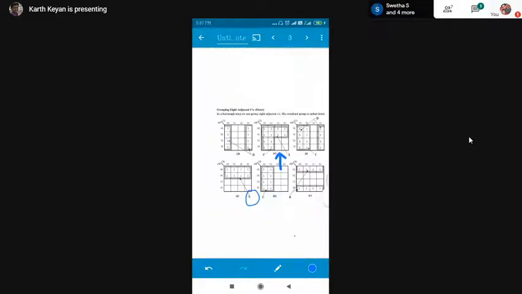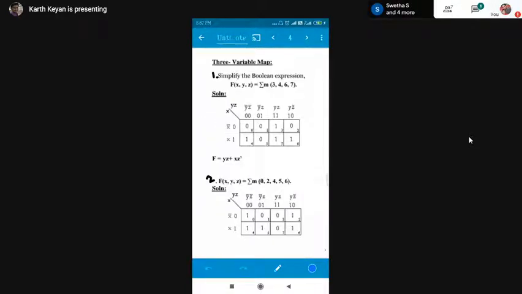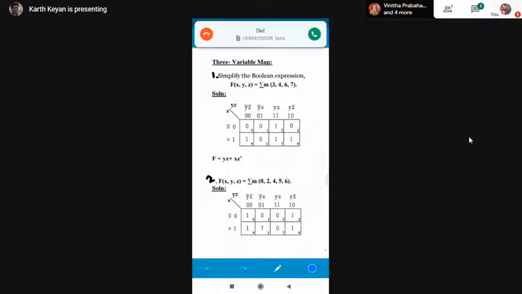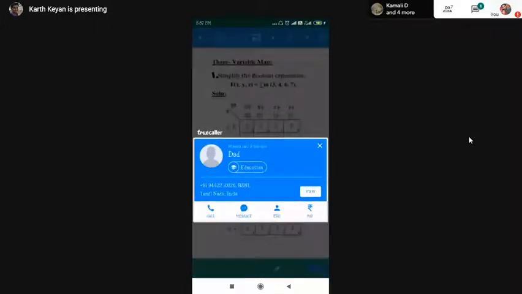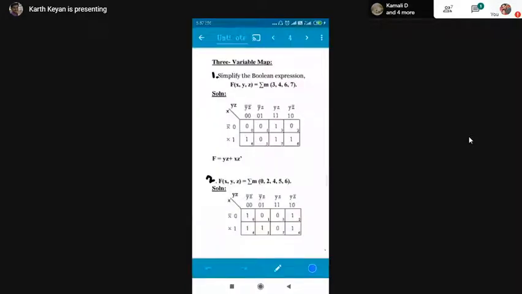Next we'll solve some basic problems. We'll solve the first problem. I gave the answer directly. How do we simplify this expression? Most of the time KMAP is asked in only 2 marks questions. You can easily crack each question without any mistakes once you know it very clearly.